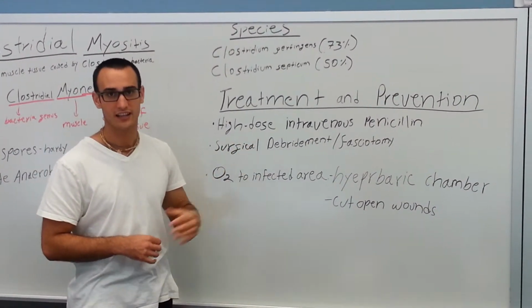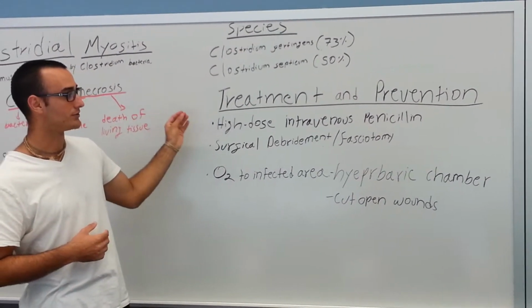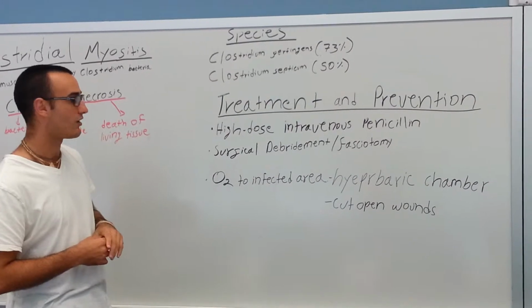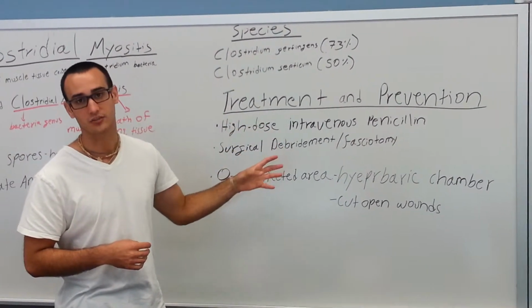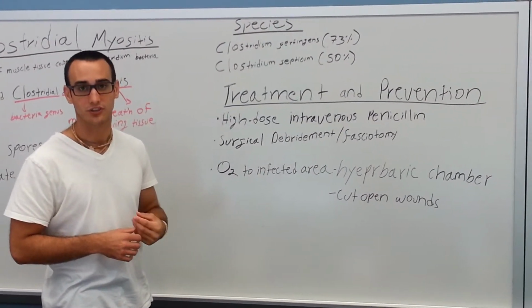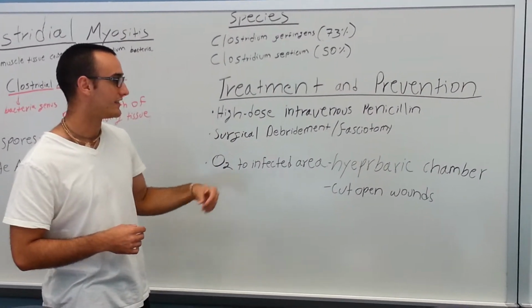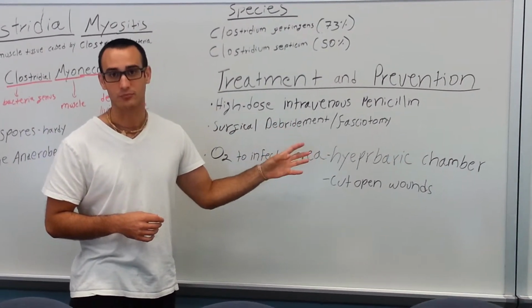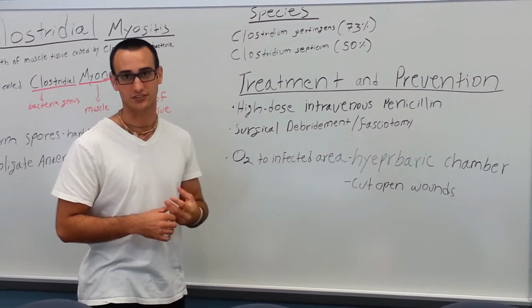Treatment and prevention. The main way you will treat this disease is through a high dose of intravenous penicillin. Also, you can perform surgical debridement or fasciotomy of the infected area. Another way is to introduce oxygen to the infected area, and the ways we can introduce oxygen are through a hyperbaric chamber or cutting open the wound so they can allow for the flow of oxygen.